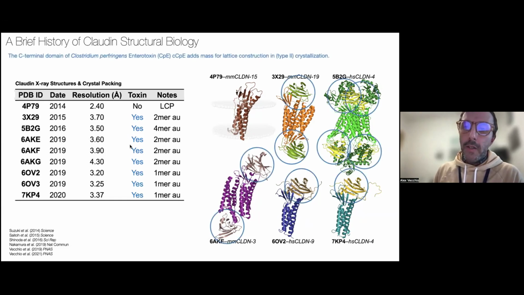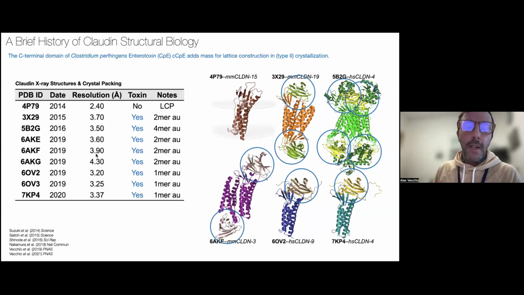And what you can also notice is that all of them have some extra protein mass hanging off of them, right? And so what this protein mass actually is, is the C-terminal domain of this bacterial enterotoxin, which has been known, at least prior to structural biology, to target specific claudins. And researchers like me and others have used the high affinity binding that it represents to build type 2 crystals. And so the fact that we could add a 15 kilodalton protein mass on the extracellular side of a claudin allowed us to get type 2 crystals, and that sort of is how claudin structural biology exploded.